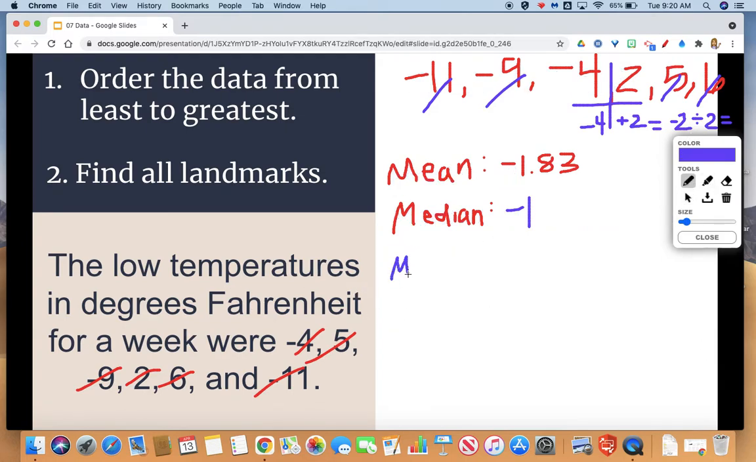Mode is our number that occurs the most. Do I have any numbers that are there more than the others? No, there are no numbers that repeat at all. So in this case, we would say none or no mode.